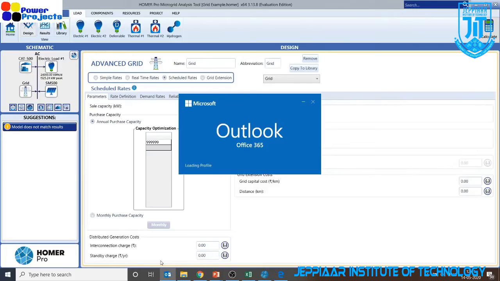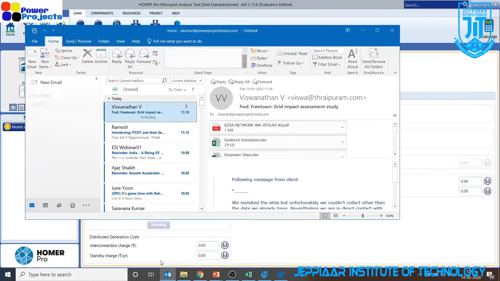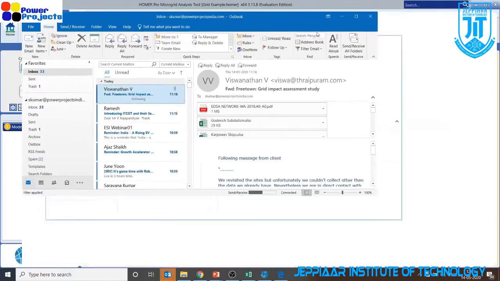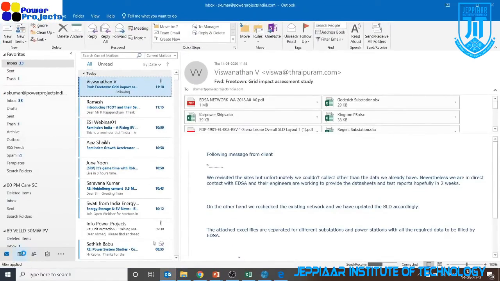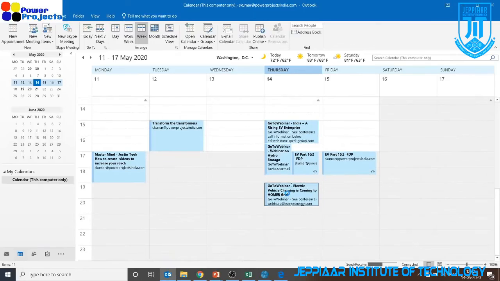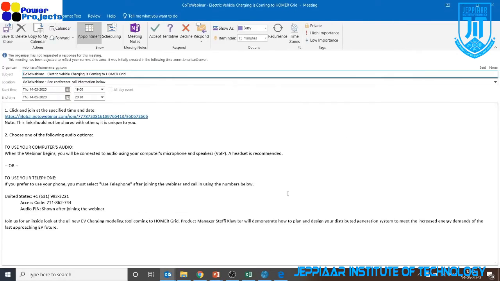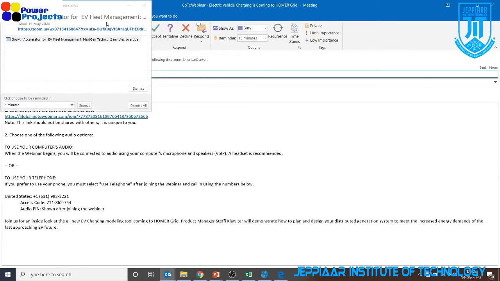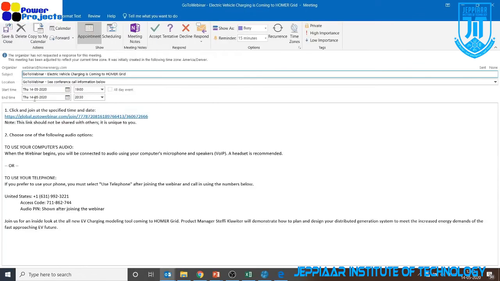They are going to talk about how this electric vehicle is plugged into this microgrid. So I'm not going to talk much on this because they have a dedicated 1 hour session for that. That starts at probably this. I can just show this link. So you can just go to the website and you can register for this. Okay, electric vehicle charging and coming to Homer Grid. So they have some specific option for that, right?